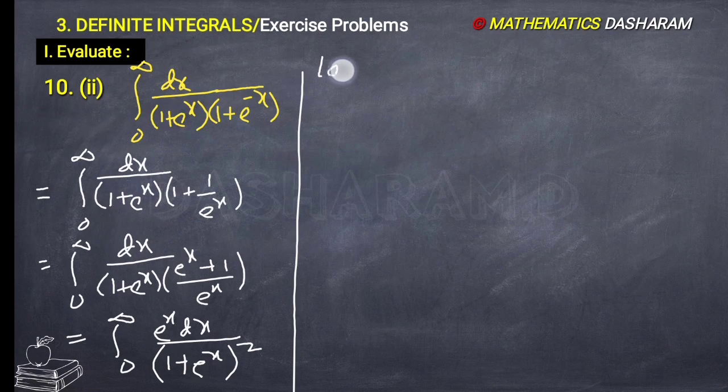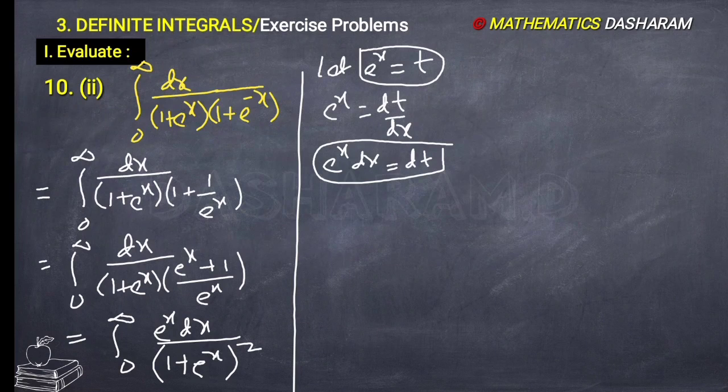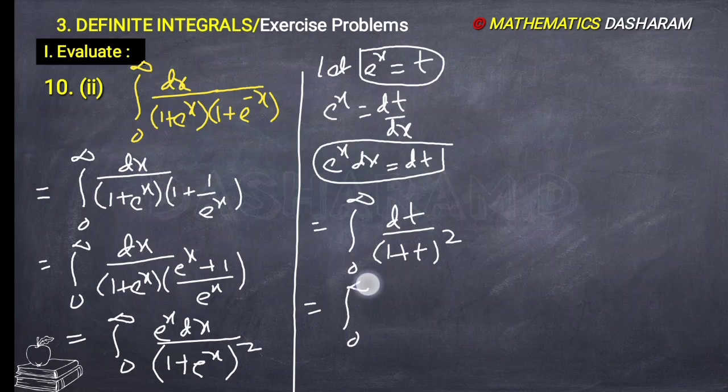Now substitute e power x equals t, and its derivative is e power x itself, dt by dx. So then e power x dx equals dt. Let's substitute these two values in this result. So it equals integral 0 to infinity, here numerator place we can write dt and denominator place 1 plus t whole square. Now it equals integral 0 to infinity 1 plus t whole power minus 2 dt.